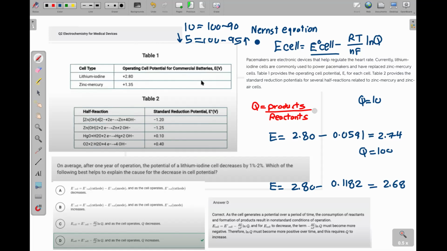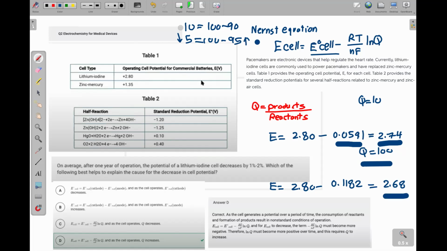So let's see why. Imagine that Q was equal to 10. So when Q is equal to 10, this value is 0.0591 by calculation. So this means that E is going to decrease and become 2.74. Now I'm going to increase the Q more. I'm going to make it 100. How did you make it 100? You got more products. So by calculation, the E becomes 2.68. You see how it's going down?